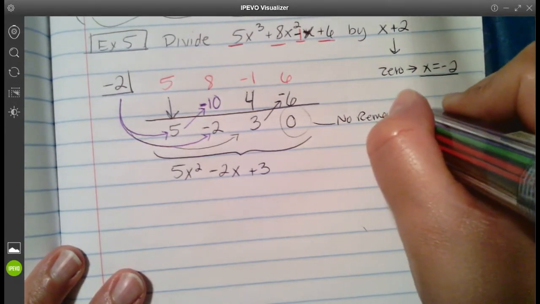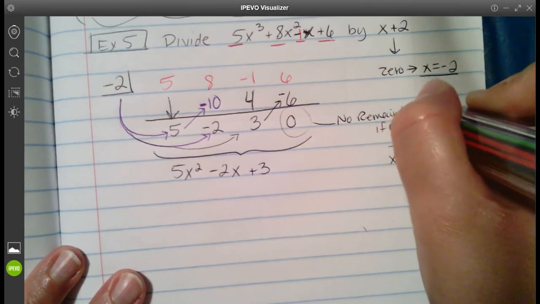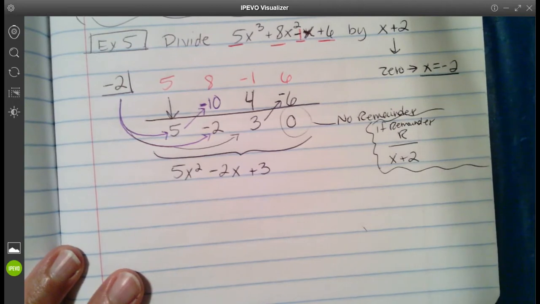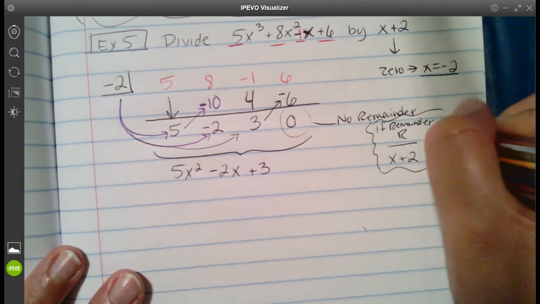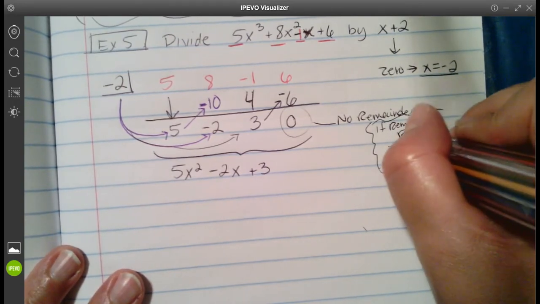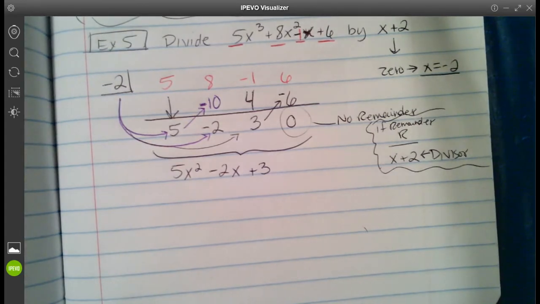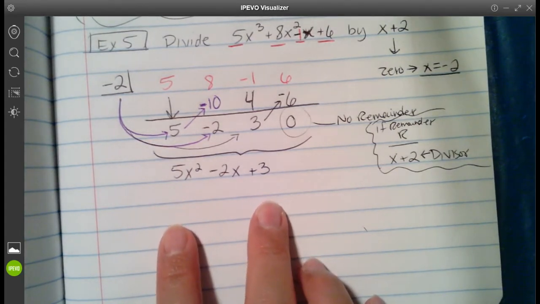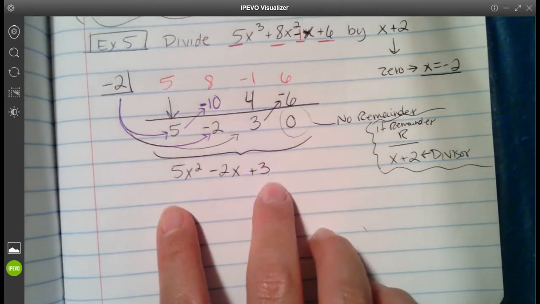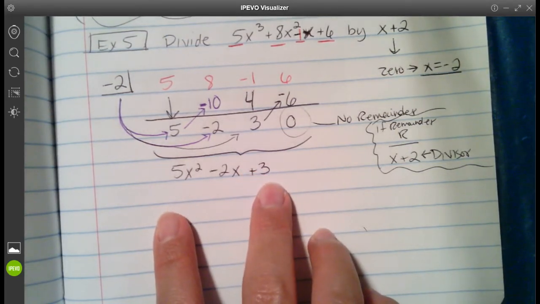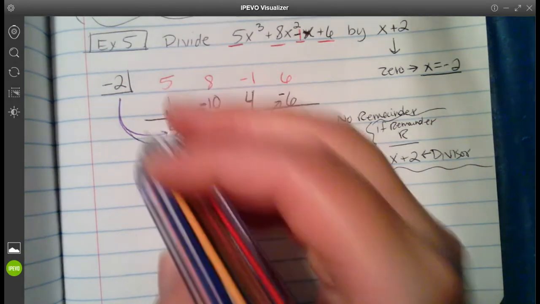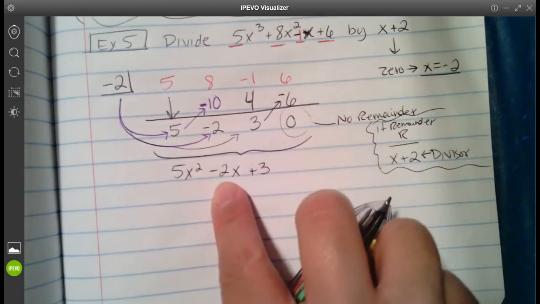This is like a side note, and that would just be your divisor. So same as before. And then from here, if you could factor, you would factor. So this one cannot be factored, so we're pretty much done here. And this would be your answer for this one. So this divided by that is equal to this.